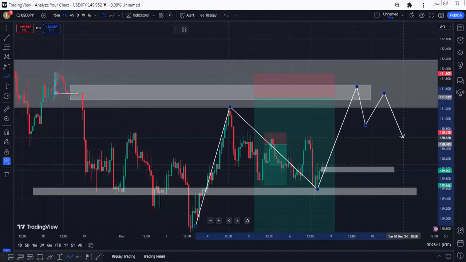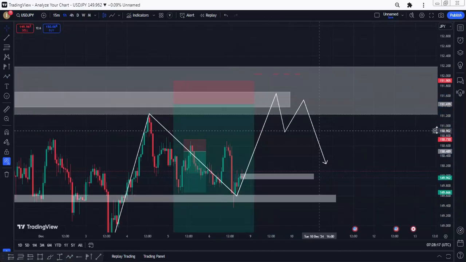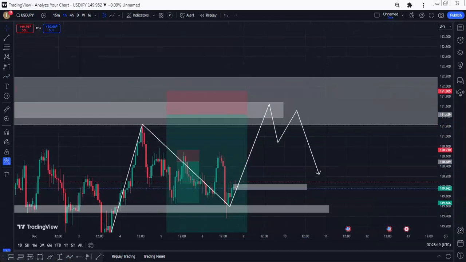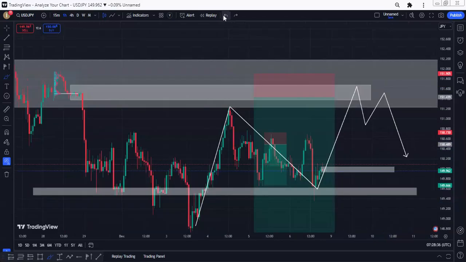Understand? A break of structure before I go in for my sales. I want to see a break of structure right here. I want to see a break of structure, then a pullback, before I continue my sales. That's what I'm basically looking for. That's what I want to see before I call it a trade.